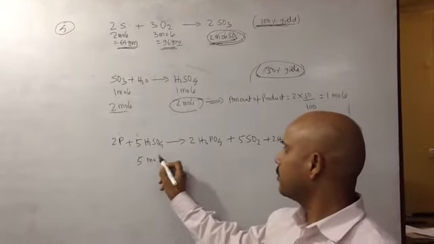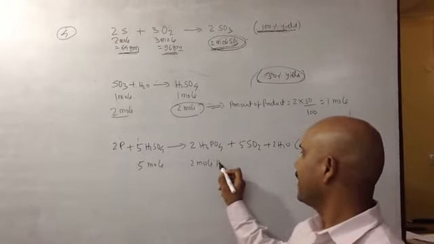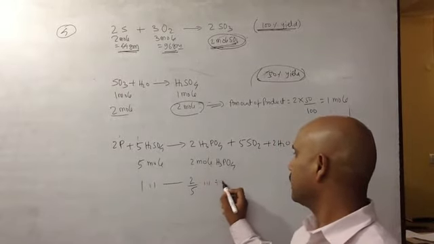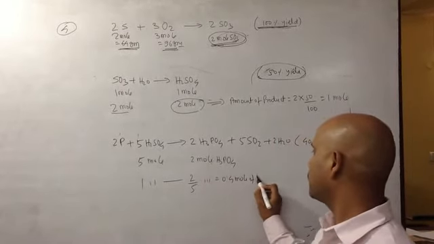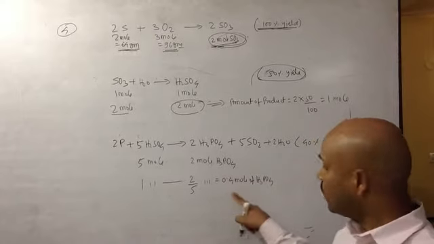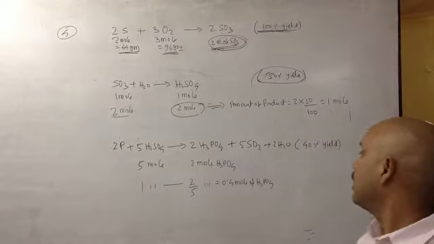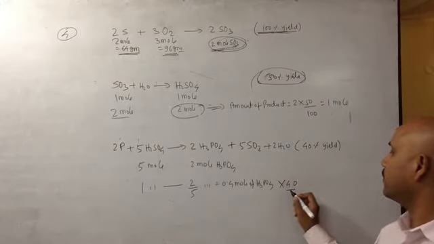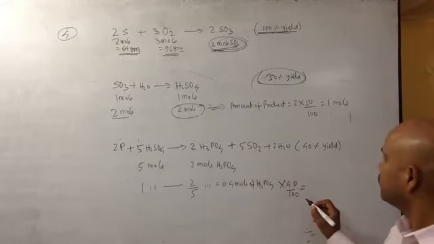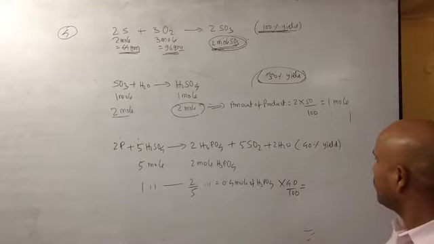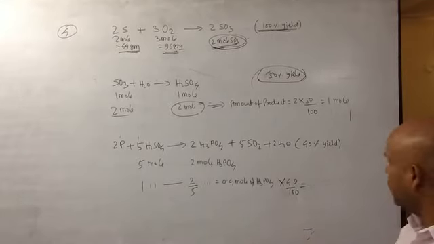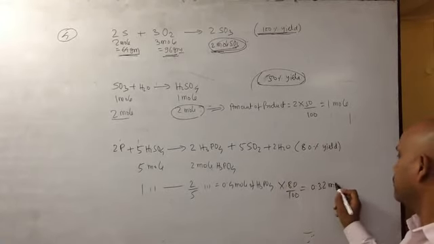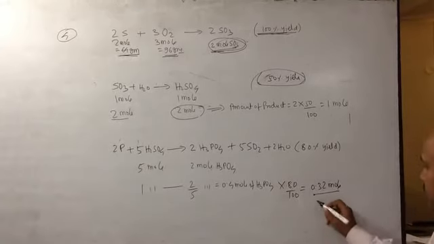Here 5 mole of H2SO4 gives 2 mole of H3PO4. Therefore 1 mole will give 2 by 5 mole, that is 0.4 mole of H3PO4. But here yield is not 100%. If the yield were 100%, then we would get 0.4 mole. Yield is 40%. Therefore, you have to multiply this by 40 by 100, which is 0.16 mole. Therefore, the correct answer is A.